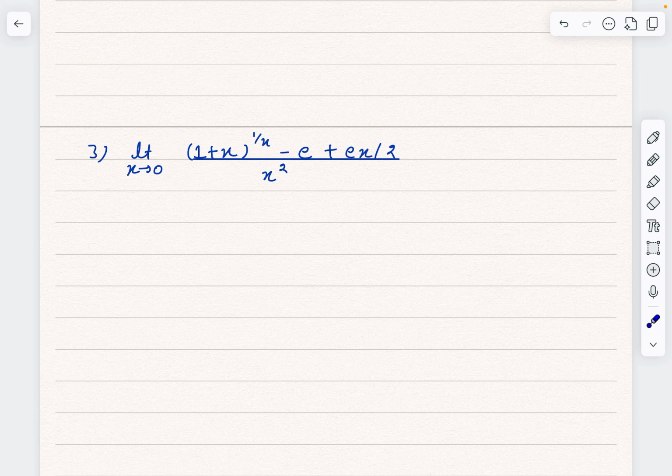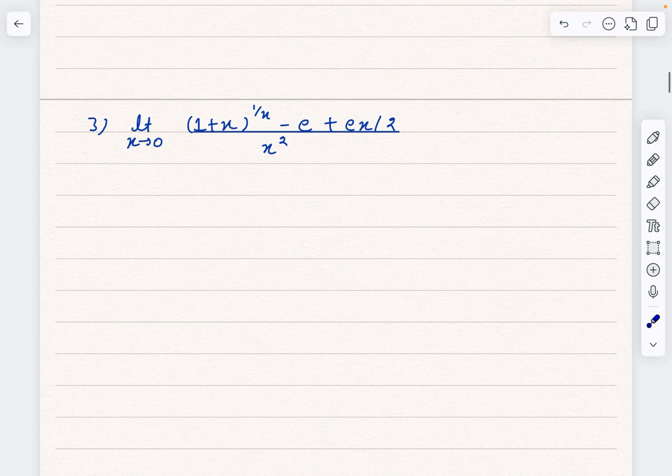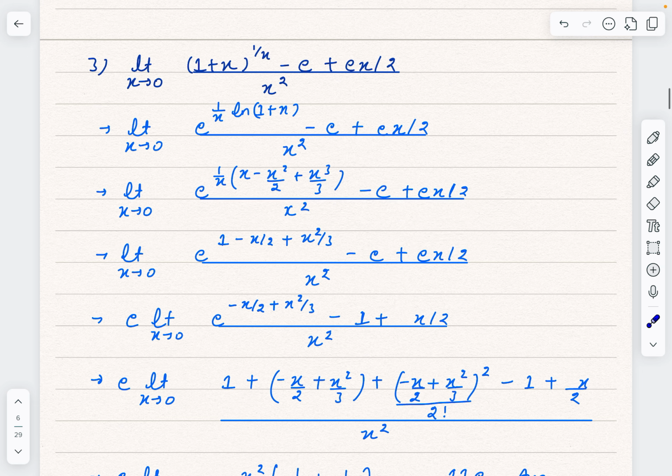Limit as x tends to 0 of ((1 plus x) power 1 by x minus e plus ex by 2) divided by x square. You can pause and give it a try. Let us start now. See guys, whenever you have a function raised to the power of another function, the best thing is to use this: a power b you can write as e power b ln a. They're the same things only. So use that, you get e power (1 by x ln(1 plus x)) minus e plus ex by 2 divided by x square.